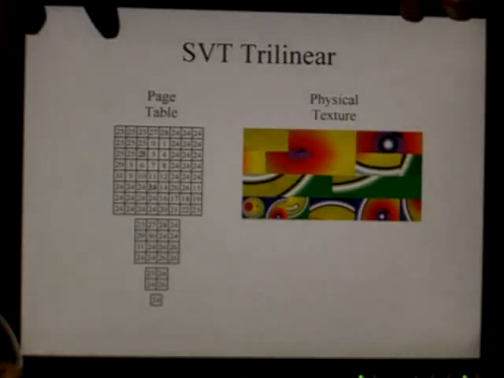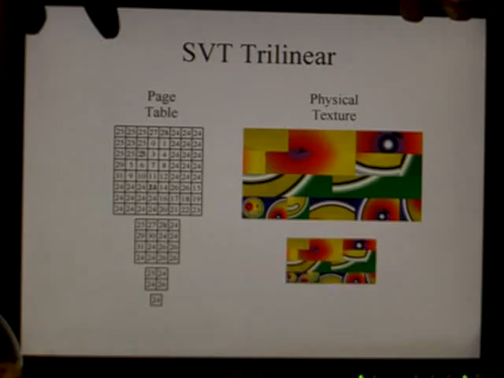This is what's currently in the hardware right now. I've got a page table that's MIP mapped. I've got a physical texture that's not MIP mapped. I've just got one level of the physical texture. I've packed together all the different MIP levels into that one texture. But I want trilinear, and I want to trilinear the physical data, so it's very straightforward. I add one MIP level to the physical texture, just one, and it's just got MIP maps of all the pages. This is very straightforward.